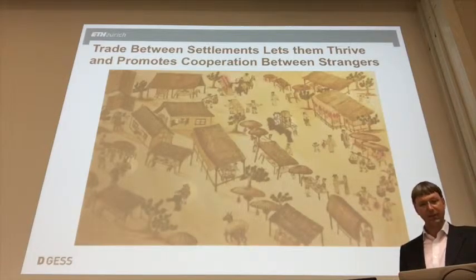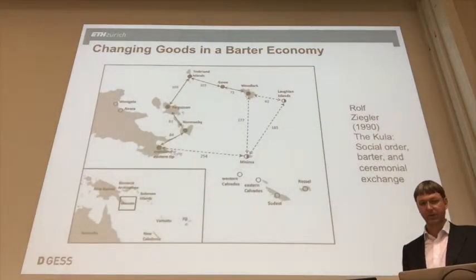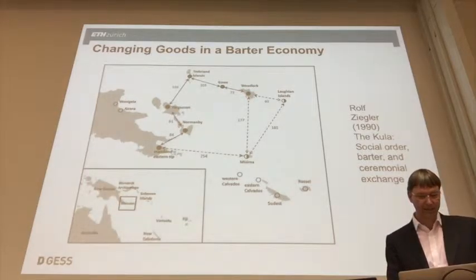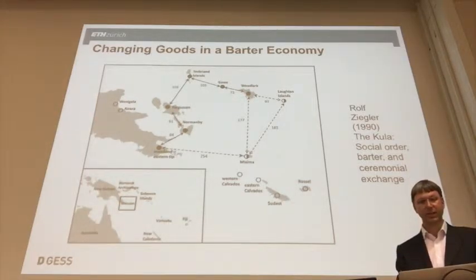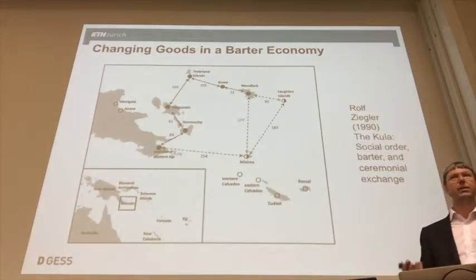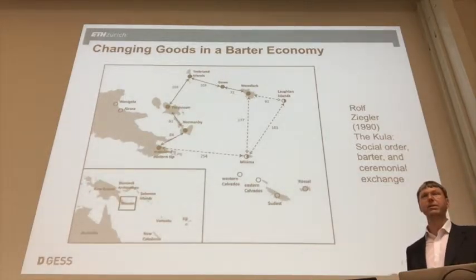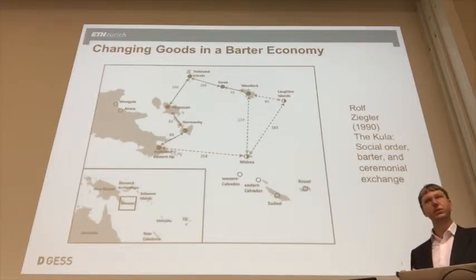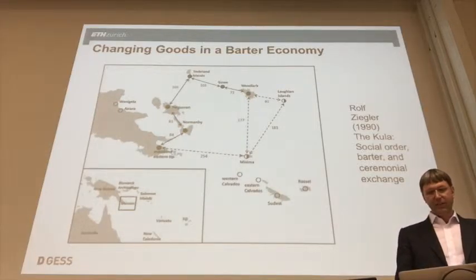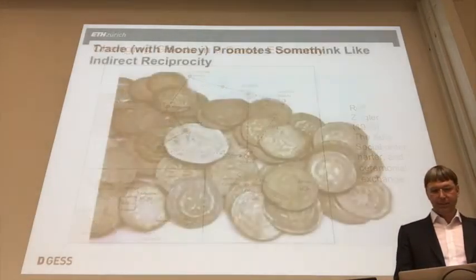And in fact, eventually people were starting to trade with strangers, and so we know this famous study of the Kula by Rolf Ziegler, which is exactly about this. But in the beginning, this was a barter economy. So you had one good, other people had other goods, and we were changing goods for other goods. Apparently this was very inefficient because you had to find somebody who wanted your good and had something you were interested in. So eventually people invented money.